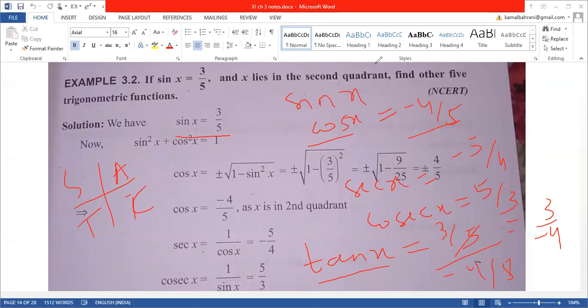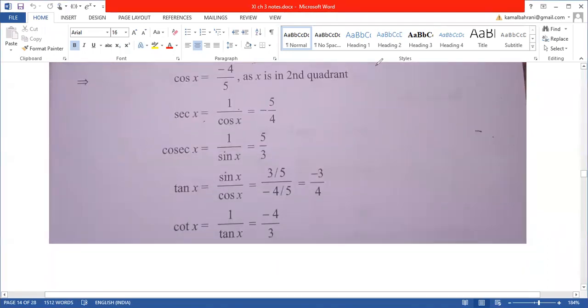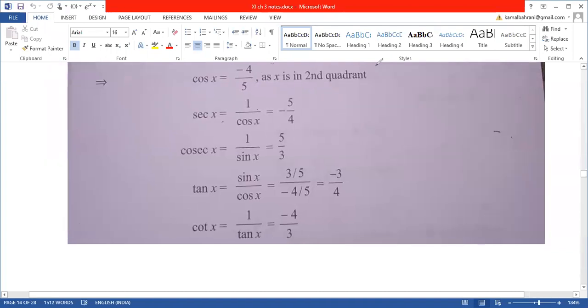Now if tan x is 3 by minus 4, then cot x will be equal to what? Just the opposite, cot x is equal to 1 upon tan x. So cot x will be equal to 1 upon 3 by minus 4, which is minus 4 by 3. Clear? I think this must be clear to you all. So we have calculated all the five trigonometric ratios. Clear? That only they have calculated, tan x is equal to minus 3 by 4, and then cot x will be minus 4 by 3. Now come to the next question.